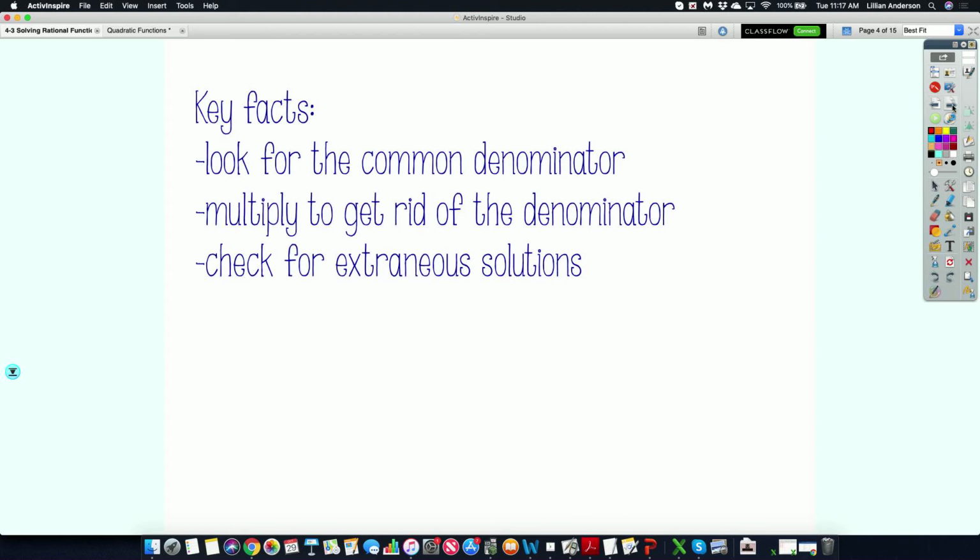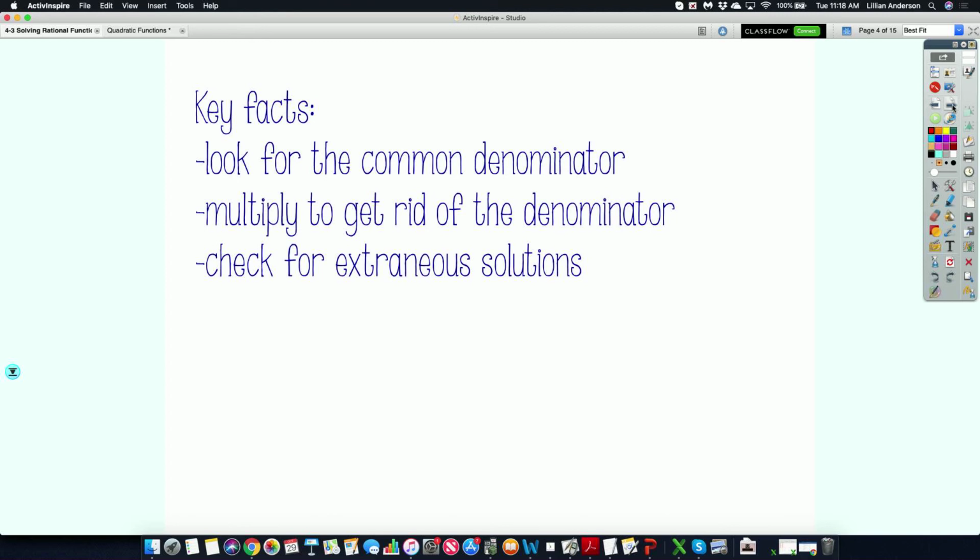But no matter what, a couple of key things you need to keep in mind when doing this, okay? You want to look for the common denominator, because rational functions are fractions, and so looking for the common denominator can be helpful. Multiply to get rid of the denominator. Y'all don't like fractions anyway, so why not get rid of it? You get rid of it by multiplying.